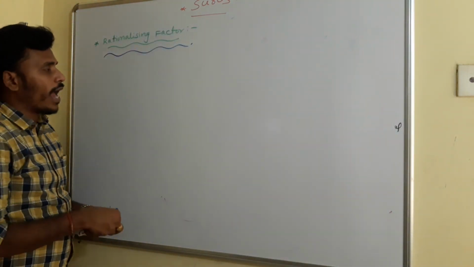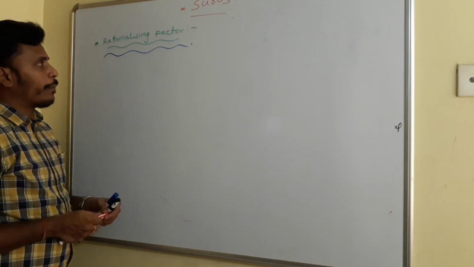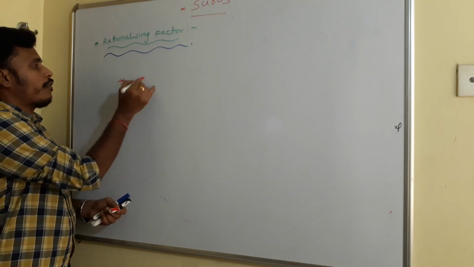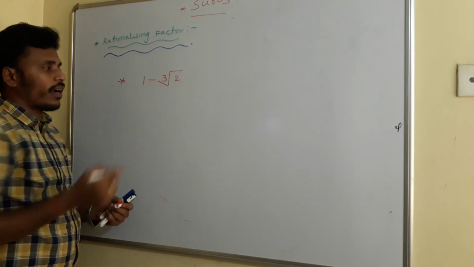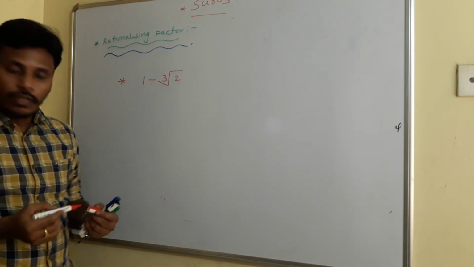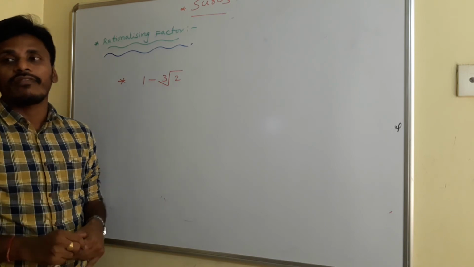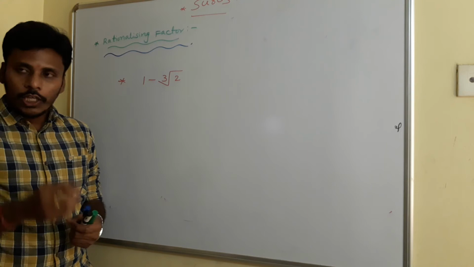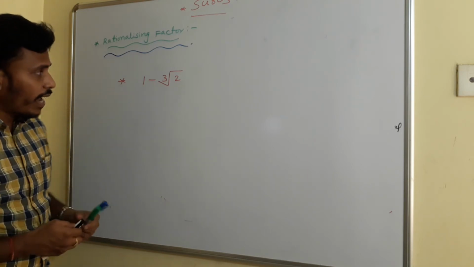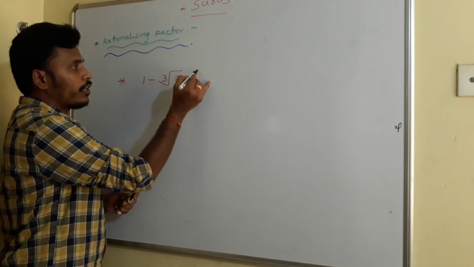Now I am going to handle a problem. For example, if I have, say, 1 minus cube root of 2. That is the problem what I have. 1 minus cube root of 2. See, you need to find the rationalizing factor for this 1 minus cube root of 2. How to find? Finding the rationalizing factor means nothing but what you need to think.